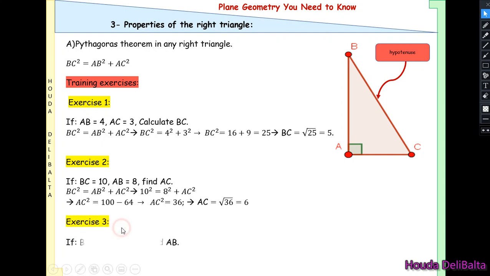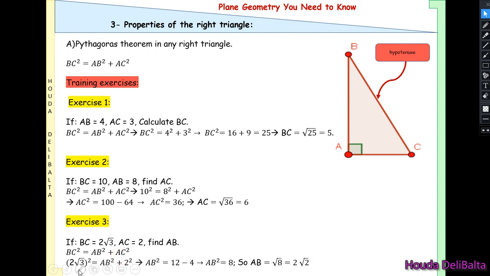Finally, exercise 3. If BC equals 2 radical 3, this is BC again, the hypotenuse, and AC here is equal to 2, I need to find AB. Again, the hypotenuse is given, but the property stays the same. BC squared equals AB squared plus AC squared again. Now, I have to evaluate. 2 radical 3 squared equals AB squared plus 2 squared. 2 radical 3 squared is 12. Taking 2 squared to that side, AB squared equals 8. So AB is equal to radical 8, which is 2 radical 2.